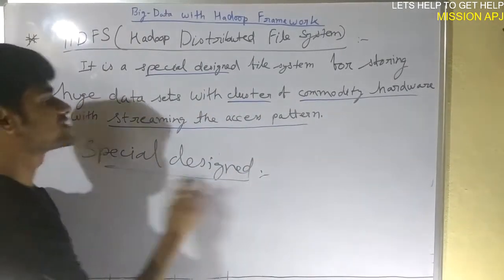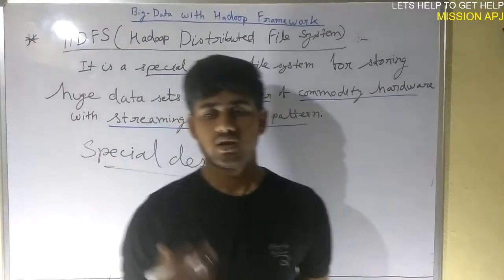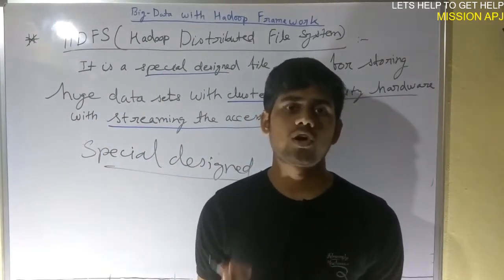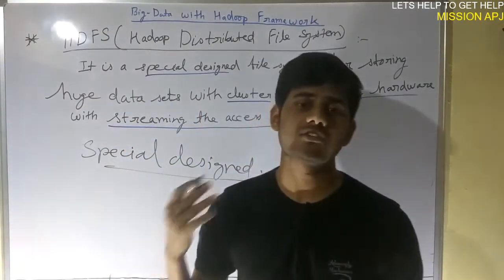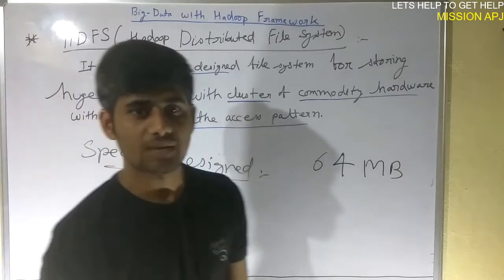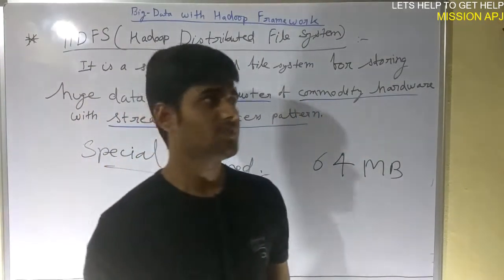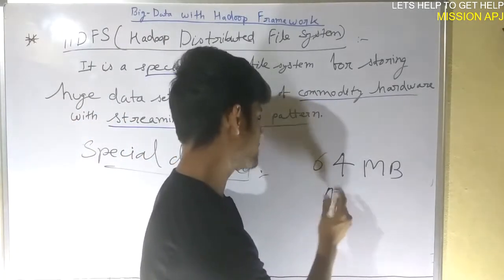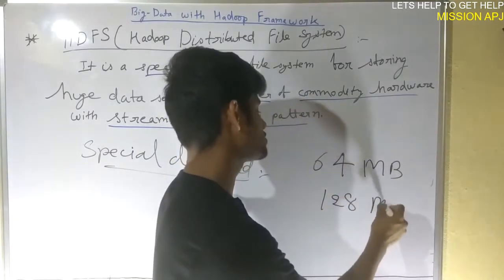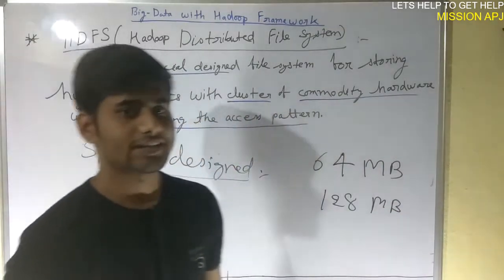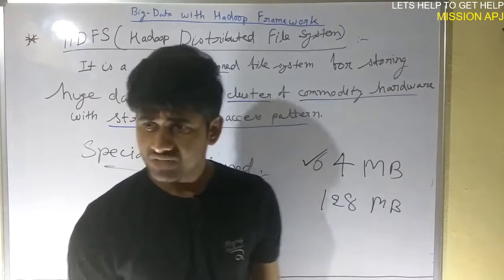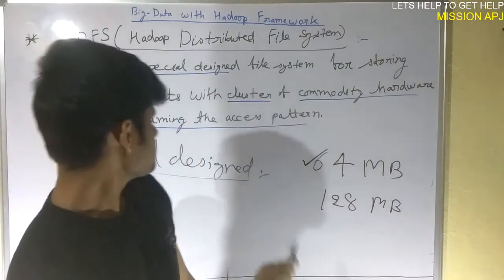Now let us understand the meaning of special design. HDFS is a very specially designed file storing system. Why? Because in this file system, each block is by default 64 MB in size, which can be changed to 128 MB if the Hadoop admin wants. If you have more, huger data to store, you can also use a 128 MB block size in HDFS, but by default we use 64 MB. Now, the 64 MB block size is very specially designed. Why?